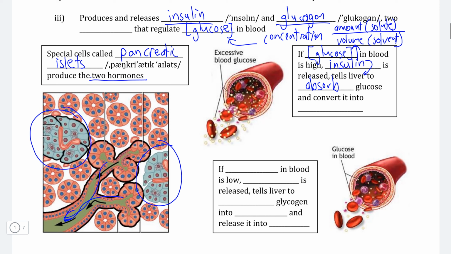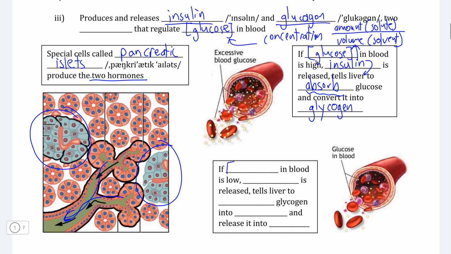absorb as much of the glucose as possible out of the blood and store it for future use, because large amounts of glucose can cause blood pressure problems. And of course, in animals, we would store glucose as glycogen so that you can potentially use it when your body needs more energy.